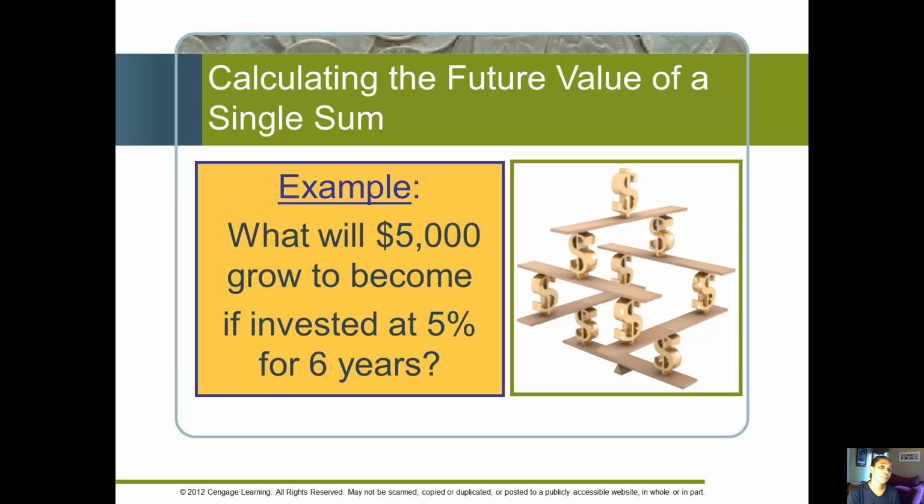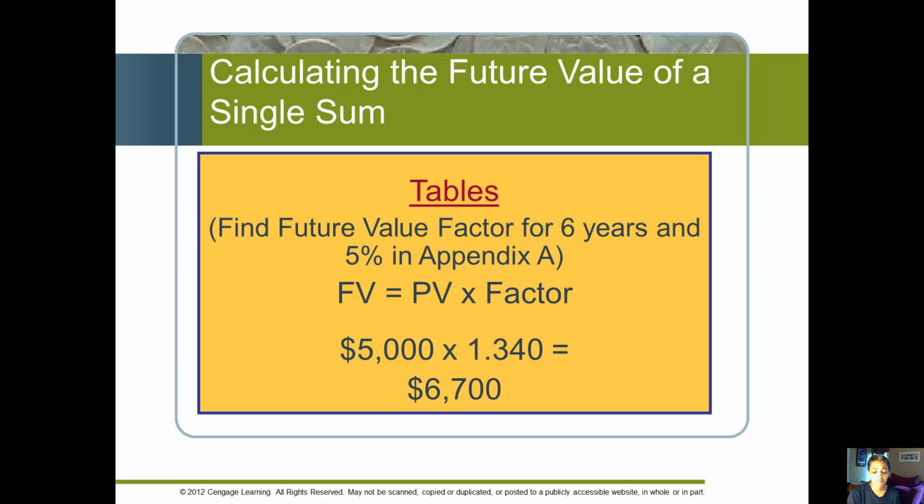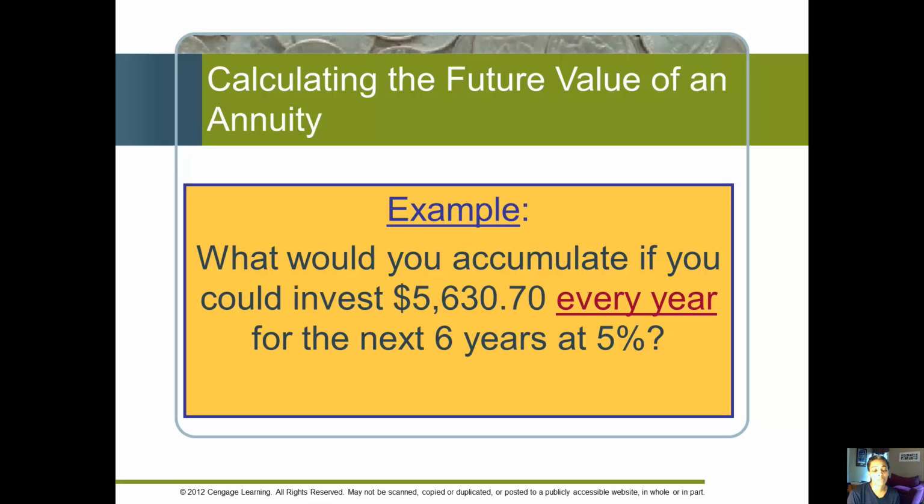So if we calculate the future value of a single or lump sum, an example would be, what will $5,000 grow to if it's invested at 5% for 6 years? So our present value is $5,000 and our interest rate is 5%, and we're investing for 6 years. So we would take the present value and multiply it by a factor, and you can find that factor in a table at the back of the book, and that will give us the future value.